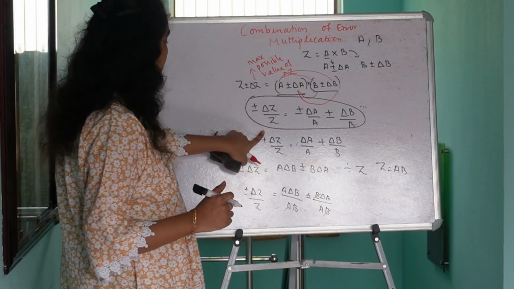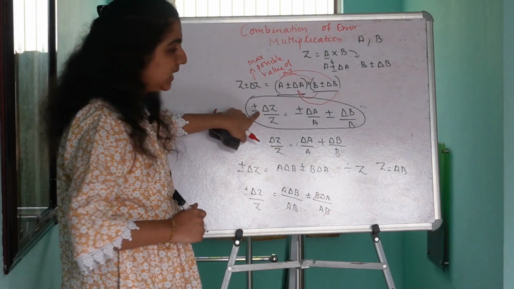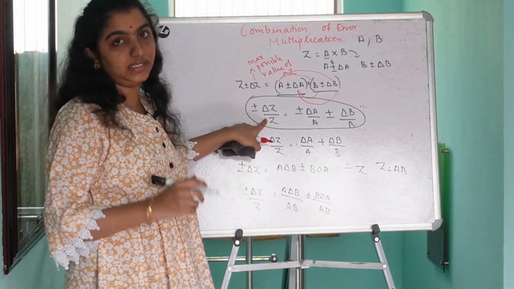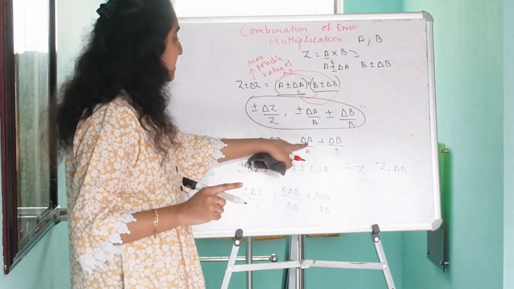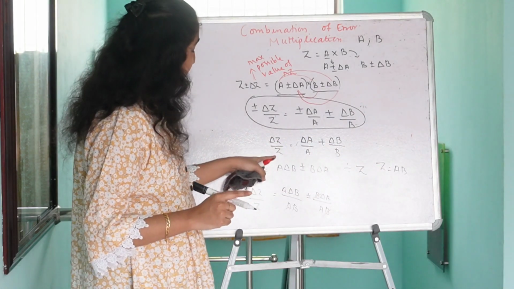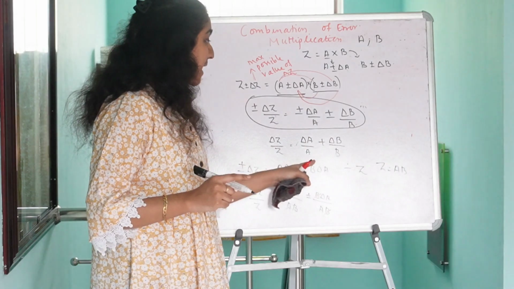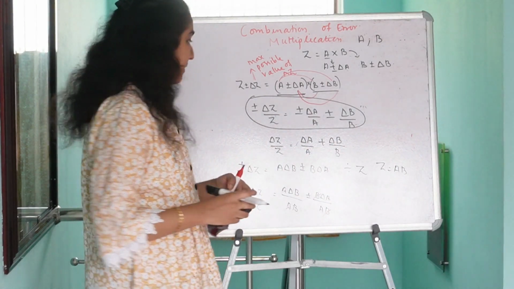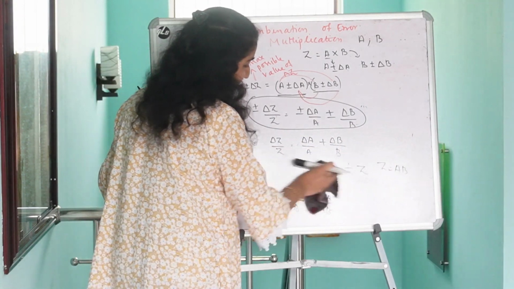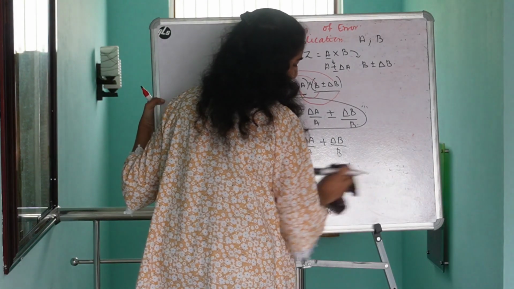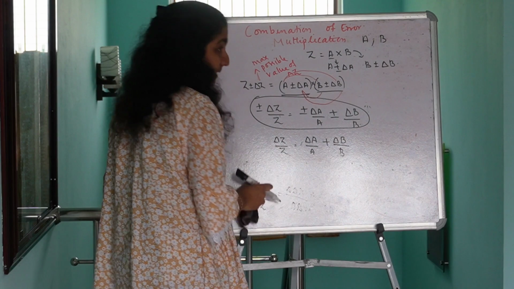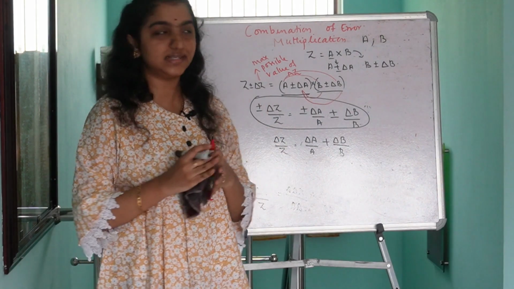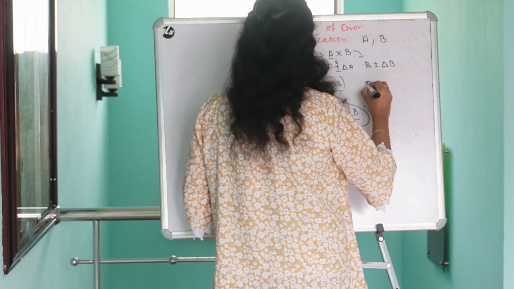So the maximum possible value of del Z by Z is equal to the sum of del A by A and del B by B. So what is del Z by Z? Can anyone guess? Del Z by Z is nothing but the relative error, isn't it? What is relative error equal to?